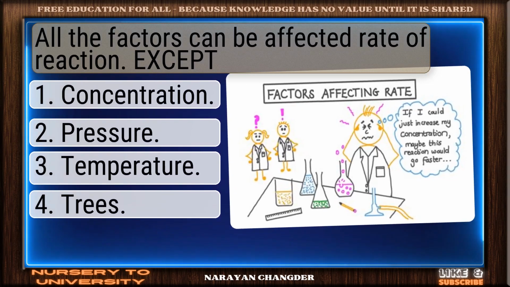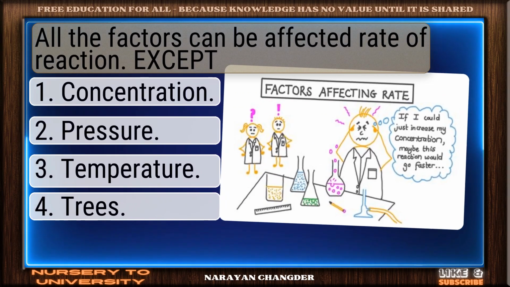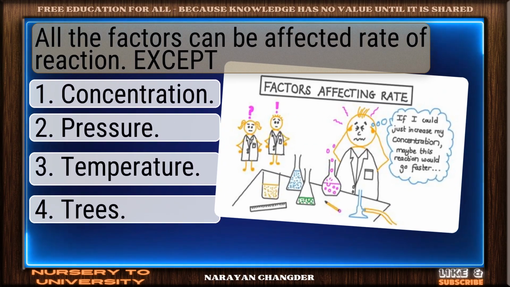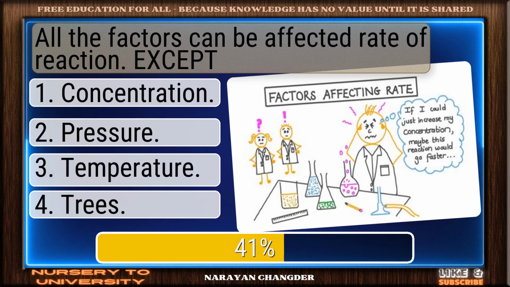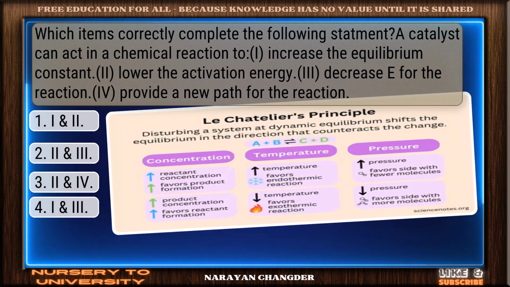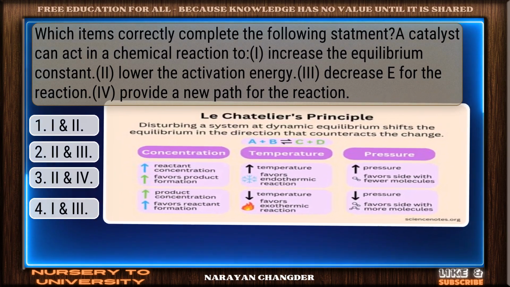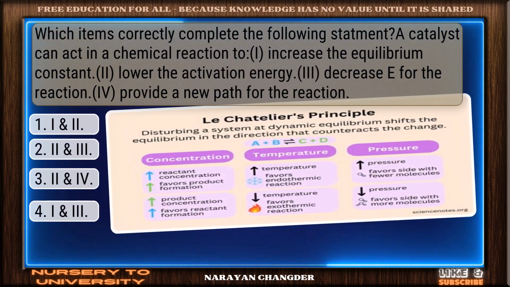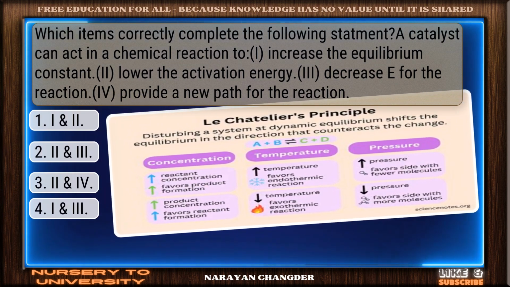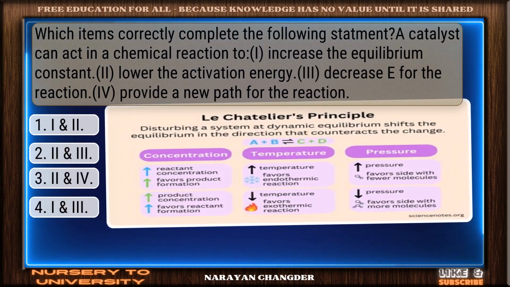All the factors can affect the rate of reaction, except Option 1, concentration, Option 2, pressure, Option 3, temperature, Option 4, trees. Trees is correct. Which items correctly complete the following statement? A catalyst can act in a chemical reaction to: I, increase the equilibrium constant; II, lower the activation energy; III, decrease ΔE for the reaction; IV, provide a new path for the reaction.